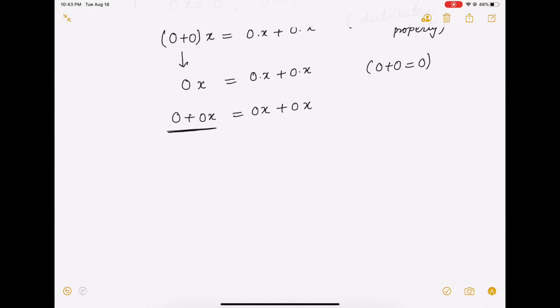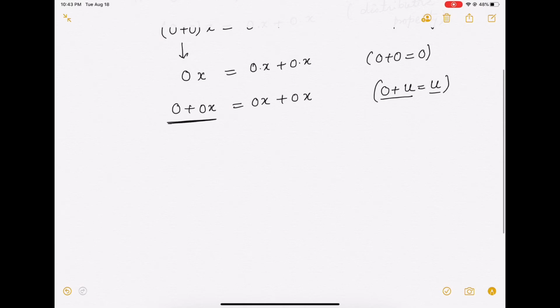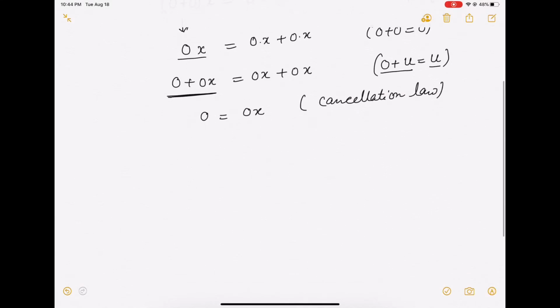We write this by using the property of the identity element. When identity element is added to an element, then this element remains same. So we can write u as 0 plus u. Similarly, we write 0x as 0 plus 0x. Now using the right cancellation law, we get 0 equal to 0x. That is by cancellation law.